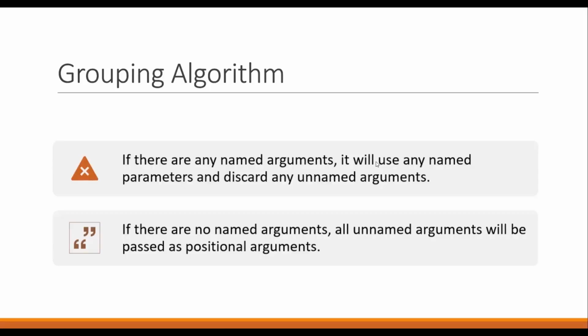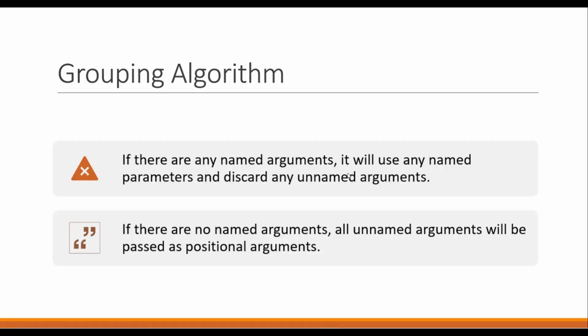The URL configuration decoder uses the following algorithm to determine whether a regular expression contains a named group or a non-named group. The algorithm works as follows: if there are any named arguments, it will use those named parameters and discard any unnamed arguments, or if there are no named arguments, all the unnamed arguments will be passed as positional arguments. But note one thing, in both cases an additional argument will be provided to the view.